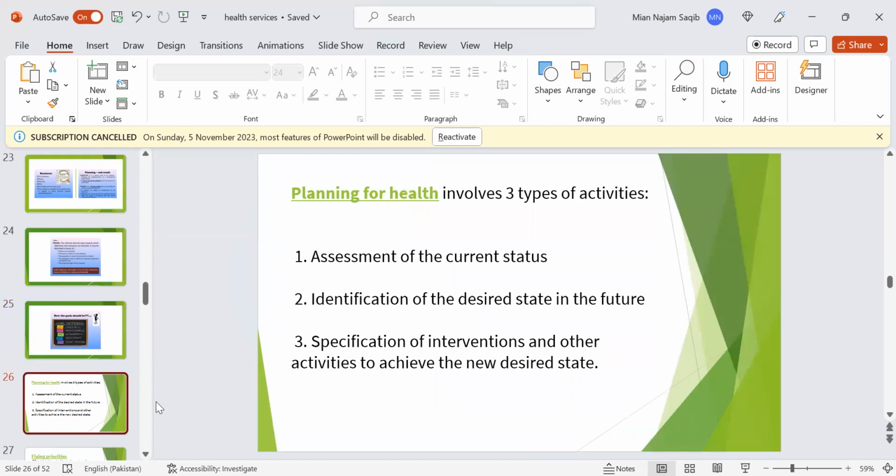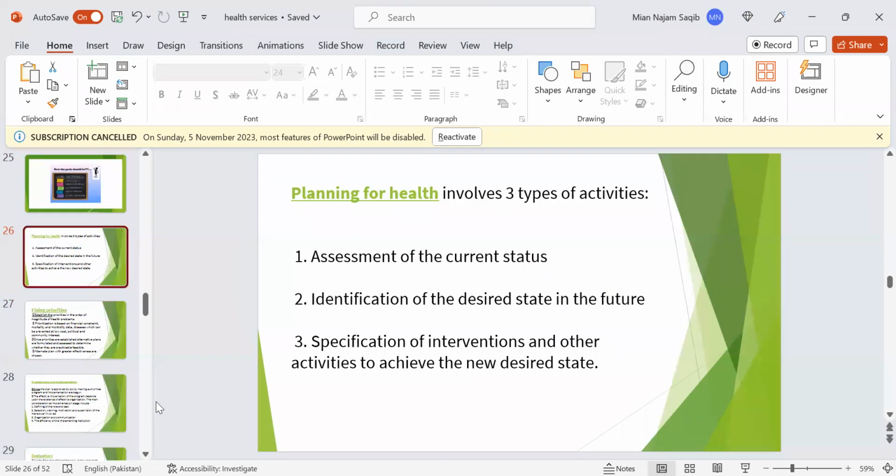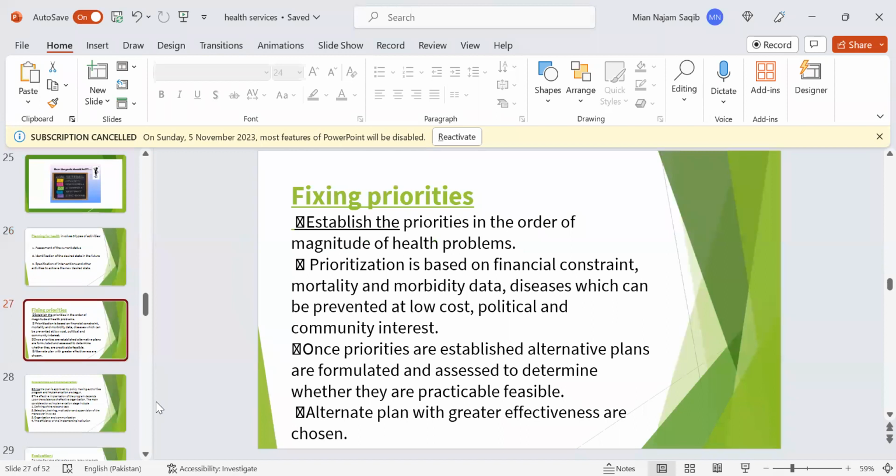Planning for health involves three types of activities: assessment of the current status, identification of the desired state in the future, and specification of interventions and other activities to achieve the new desired state. Fixing priorities involves establishing the priorities in order of magnitude of health problems. Prioritization is based on financial constraint, mortality, morbidity data, diseases which can be prevented at low cost, and political and community interests. Once priorities are established, alternative plans are formulated and assessed to determine whether they are practical and feasible.